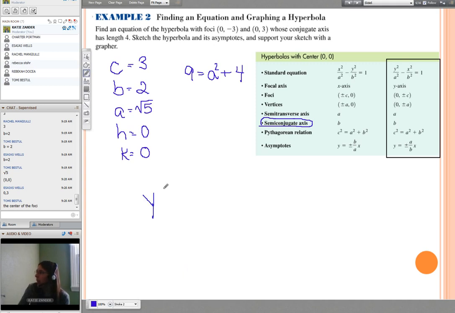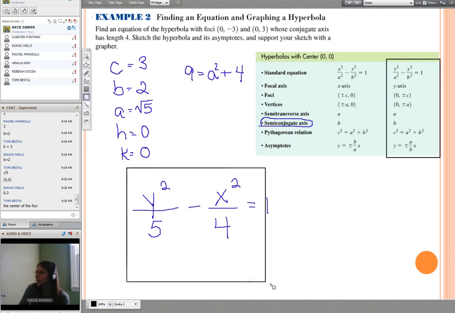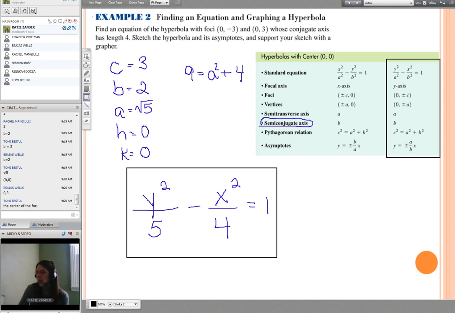We're going to go ahead and write our equation. So we'll have y squared over 5 this time, right? Because a squared, the square root of 5 squared, is just 5, minus x squared over 4 equals 1. All right, questions with that equation?